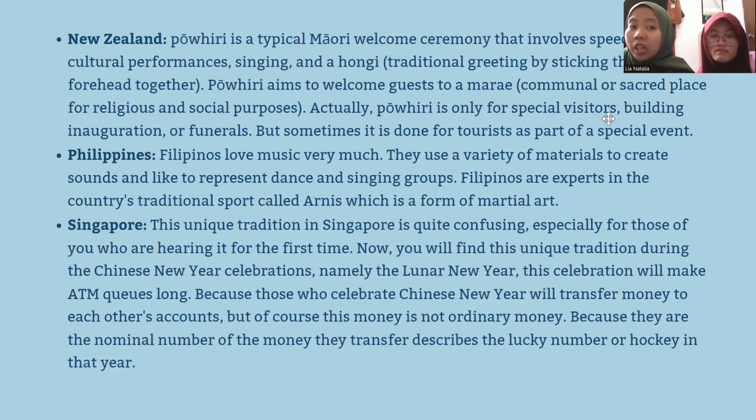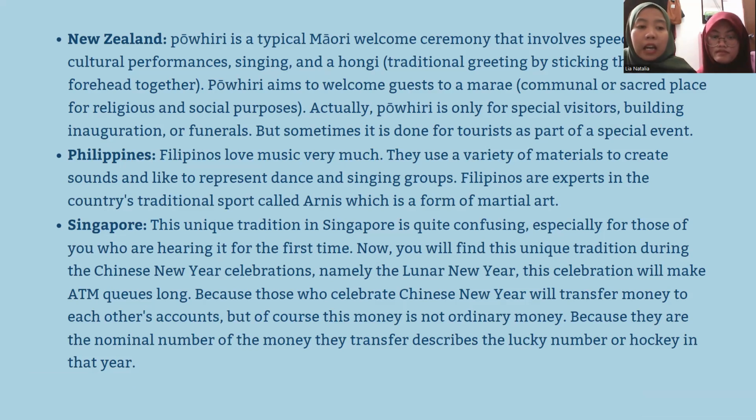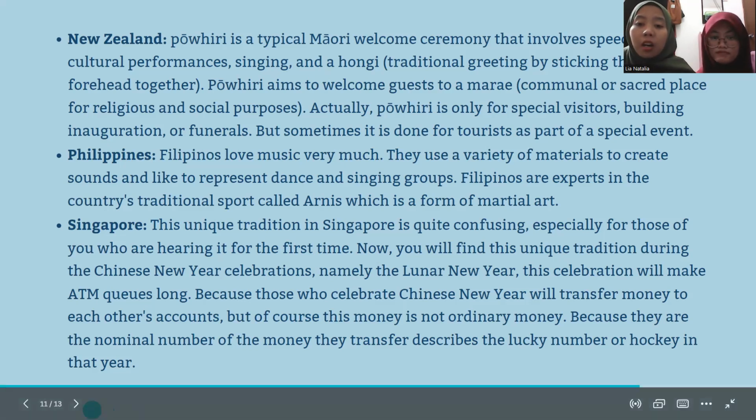And last, Singapore. This unique tradition in Singapore is quite confusing, especially for those of you who are hearing it for the first time. You will find this unique tradition during the Chinese New Year celebration, namely the Lunar New Year. This celebration will make ATM queues long because those who celebrate Chinese New Year will transfer money to each other's accounts, but of course this money is not ordinary money because the nominal numbers of the money they transfer describe lucky numbers, like hongbao in the jar.